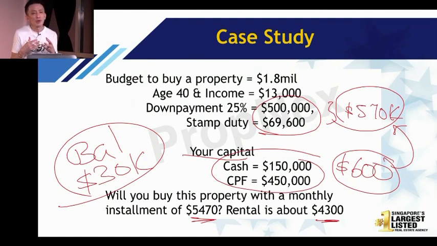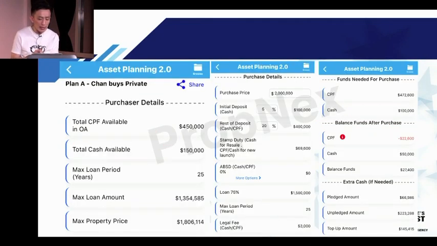That's why it's important for all of you to understand one thing. Even though you can qualify to buy 1.8 million, that does not mean that you need to buy at 1.8 million. For me, I will look at how I can reduce the purchasing price to lower, so I should have more reserve fund. This is what I'm talking about.